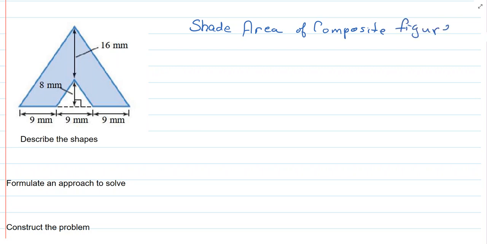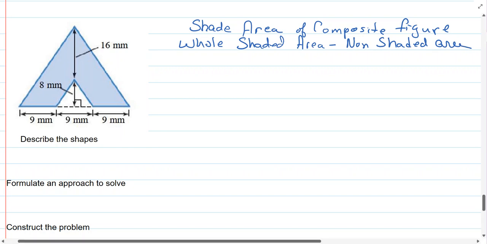Shaded area: we take the whole shaded area and subtract the non-shaded area. And we have triangles. And so the area for a triangle is 1/2 base times height.